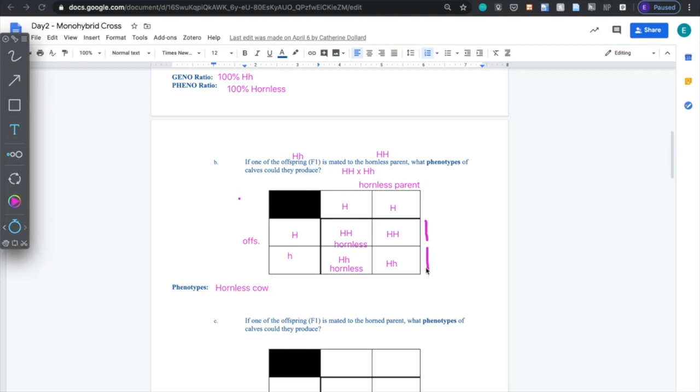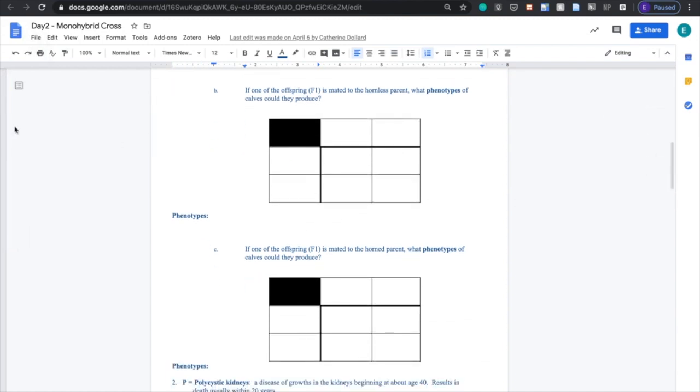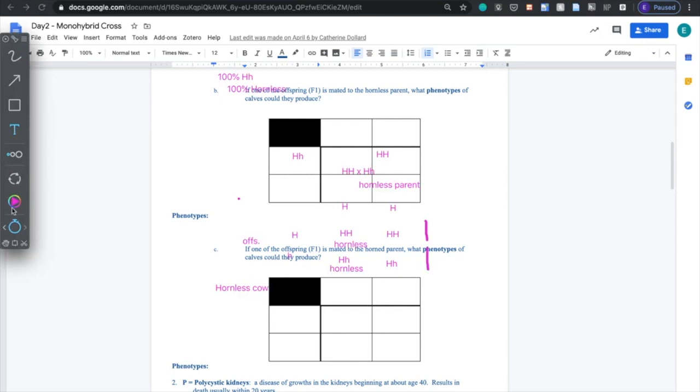Okay, we're going to go down to C, right? So in C, it asks if one of the offspring, which we found in part A, is mated to the horned parent, what happens? So we know the offspring, the F1, is heterozygous, and the horned parent, we know if it's horned, it's gotta be lowercase, right? Recessive. So we put in those 2 genotypes, and again, it's asking what are the possible phenotypes. So then we're gonna use our Punnett square, and we're gonna do the cross heterozygous with homozygous recessive, right?